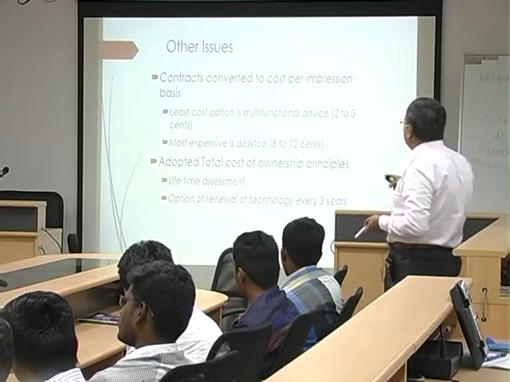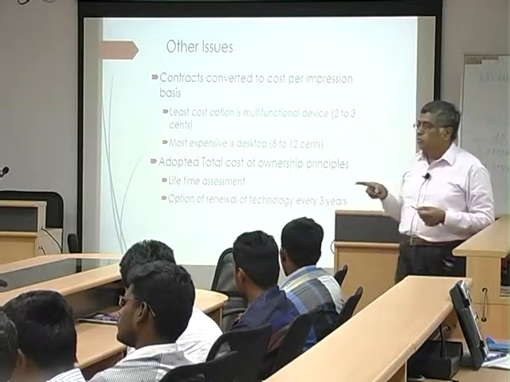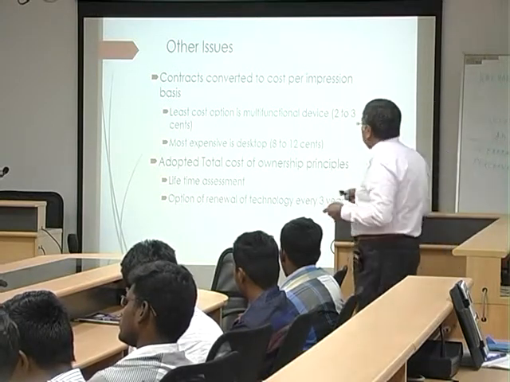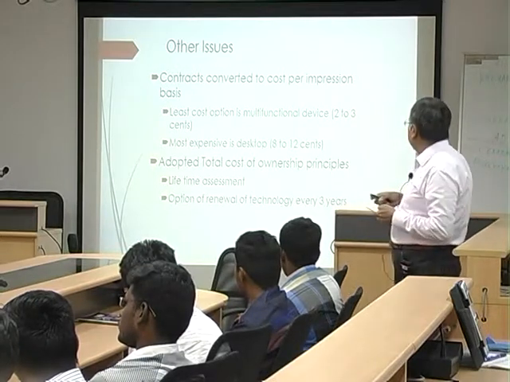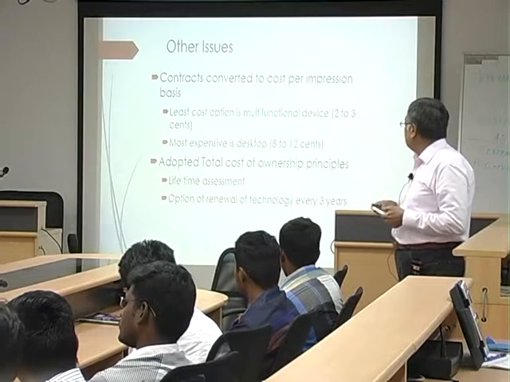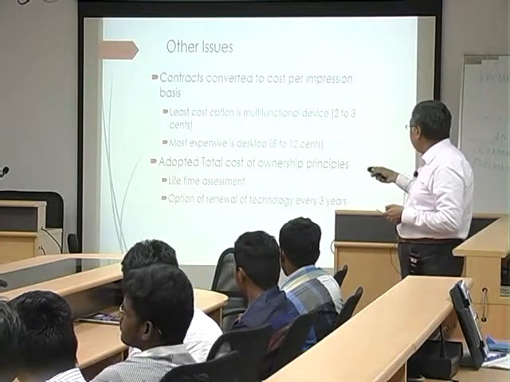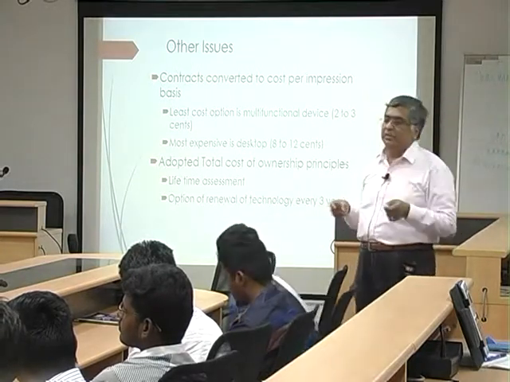I just talked about it. It turns out the least cost option is a multifunctional device, which is 2 to 3 cents per print job. And the most expensive option was obviously desktop, which is 8 to 12 cents per print job, almost 4 times, right? So they adopted the total cost of ownership principles, looked at lifetime assessment, and from the contract management point of view, they did a clever thing.